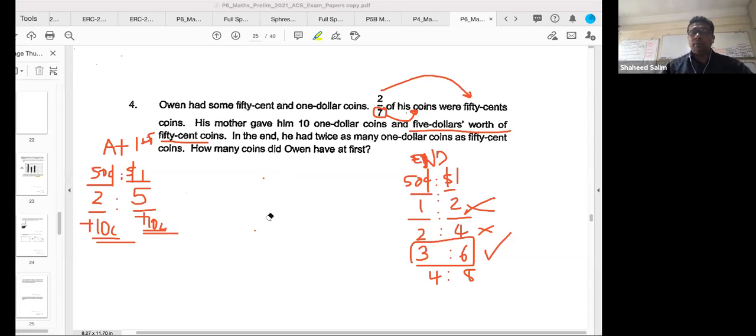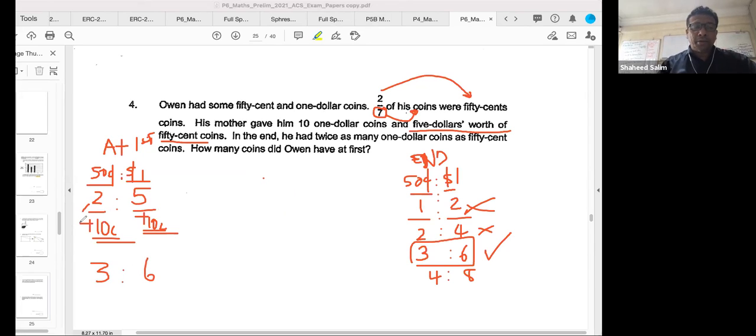So now how? 2 plus 1 get 3. 5 plus 1 get 6. Can see now? So that means what? That means the new ratio is what? The new ratio is 3:6. So now I'm going to write here 3:6.